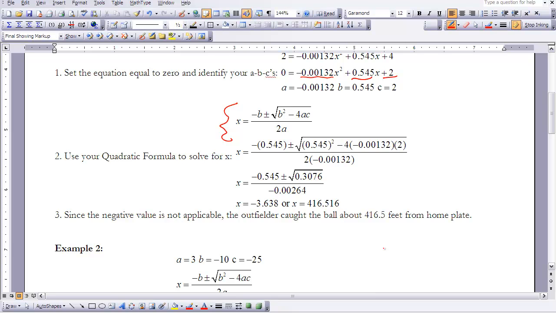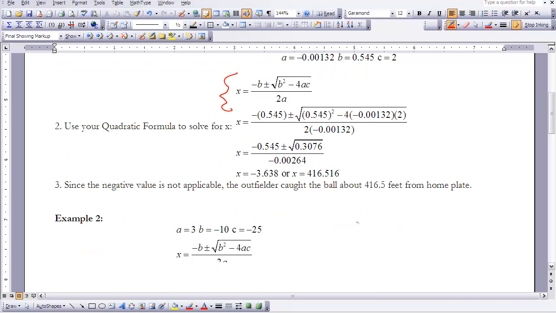416.516. Now when we think about this as it pertains to the problem, we're talking about when the outfielder caught the ball, and we know that we can't have a negative distance, so we know that the ball was about 416.5 feet from home plate.